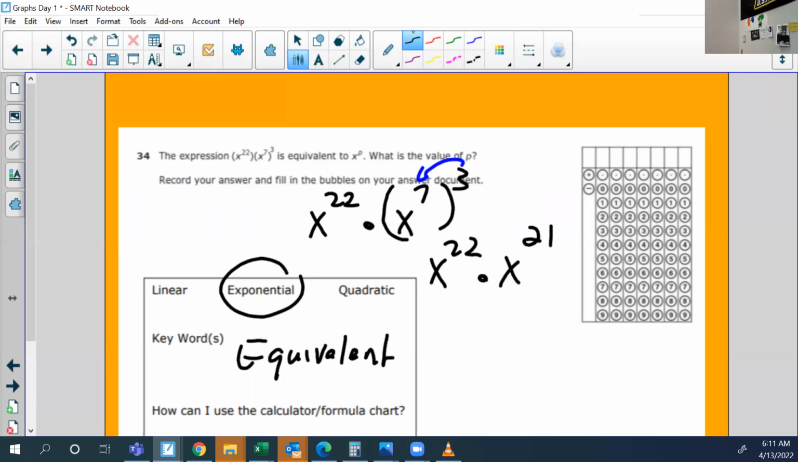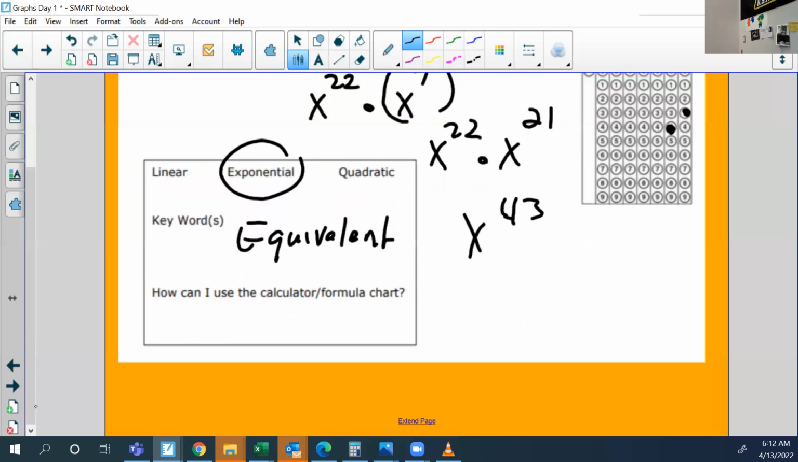Now I'm adding with exponents, right? So I'm just going to add, and that's going to give me 43. All right, so P is 43. And you just go 4 here and 4 there. All right. Good. All right. Next one.